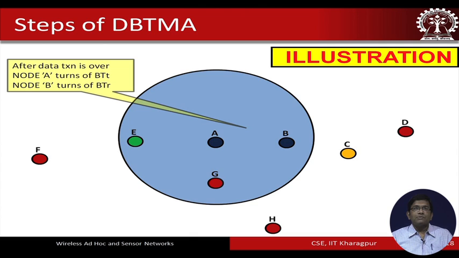So, after the data transmission is over, node A turns off the BTT and node B then turns off the BTR. It turns off the BTT, and node B is the receiver, so it turns off the BTR. So, that means that you are gracefully turning off the control signals that were activated before, after the successful transmission of data. Okay, like this.